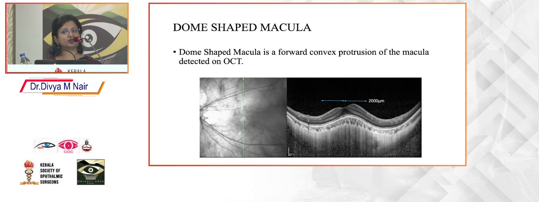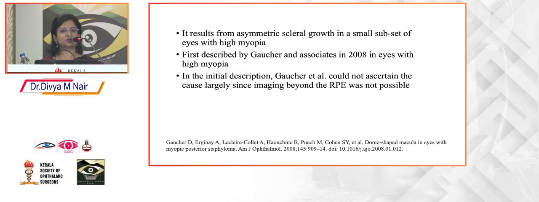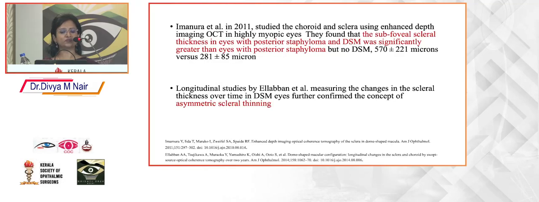The next one is dome-shaped maculopathy. This is the reverse of a staphyloma, where we have a convex protrusion of the macula detected on OCT. This also is a result of asymmetrical scleral growth. It was studied by many people in earlier years when EDI OCT and deep-imaging OCT were not available, so the pathology was not well known. But nowadays it is said that there is increased subfoveal scleral thickness at the part of the posterior staphyloma, and there is asymmetrical scleral thinning.